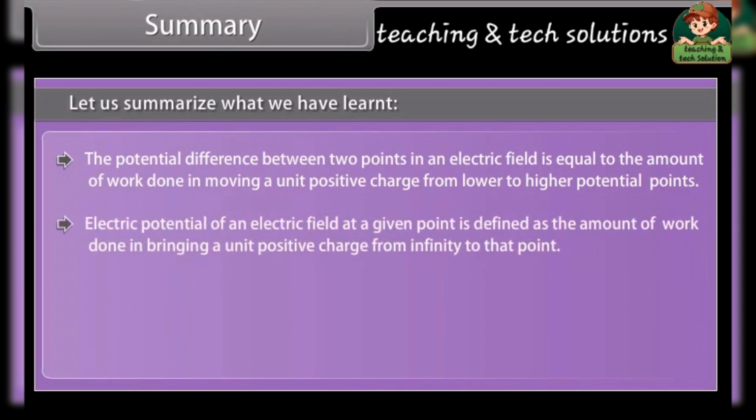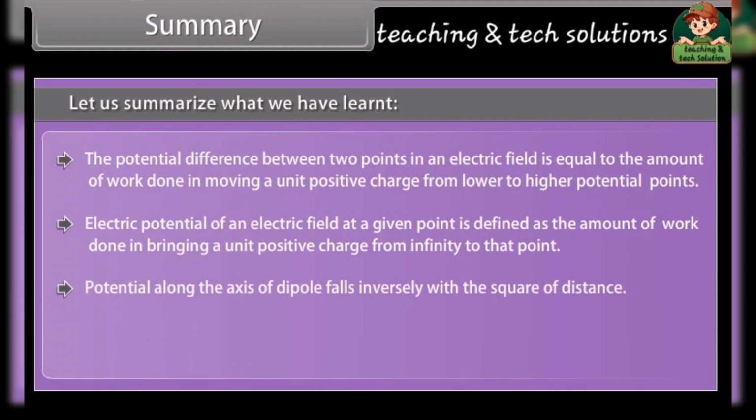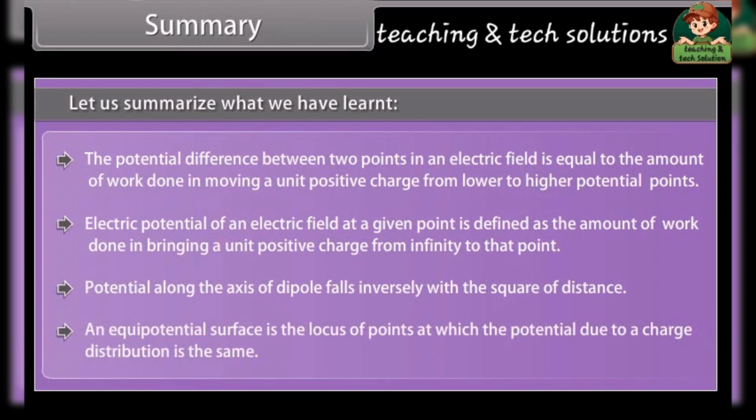Electric potential of an electric field at a given point is defined as the amount of work done in bringing a unit positive charge from infinity to that point. Potential along the axis of dipole falls inversely with the square of distance. An equipotential surface is the locus of points at which the potential due to a charge distribution is the same.